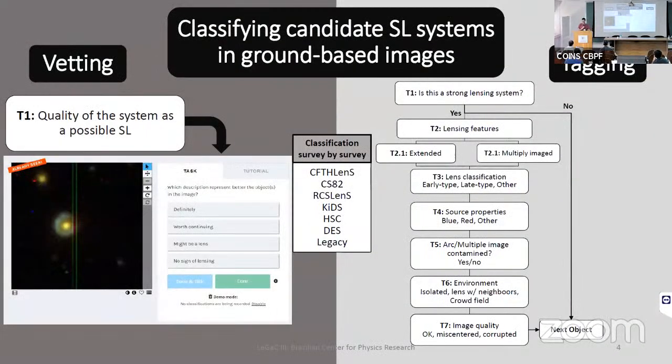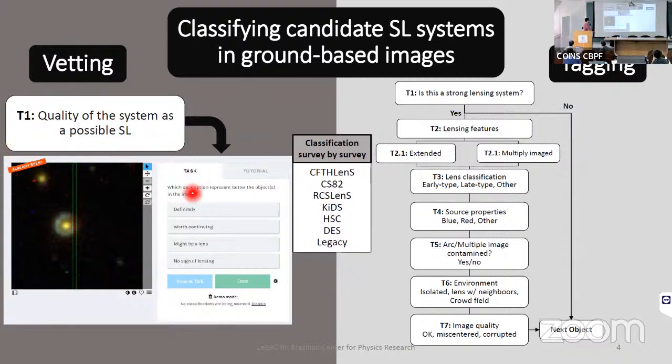Okay, so this is essentially the strategy to make the classifications of these objects. We intend to make the classifications based on at least two stages. The first one is what we call vetting, and the second one is what we call tagging. In the first stage, we essentially classify the nature of the object: is there, for example, any clearly visible arc or multiple images, or any sign of lensing in a particular object, which is very common from ground-based data.